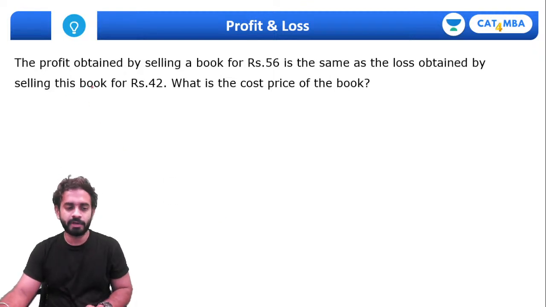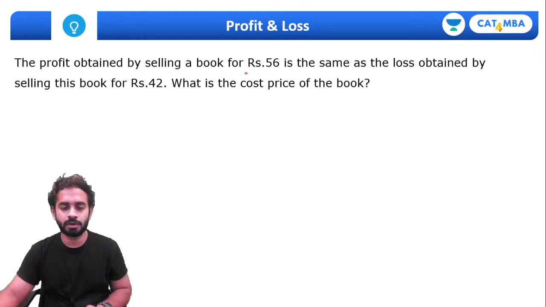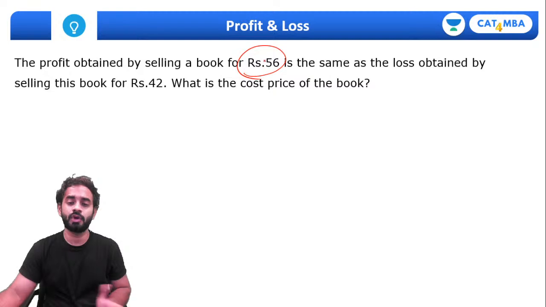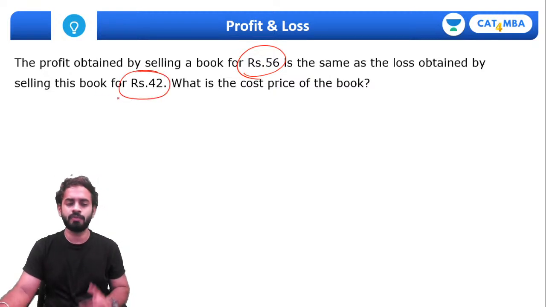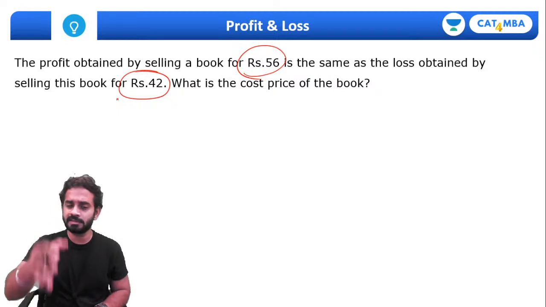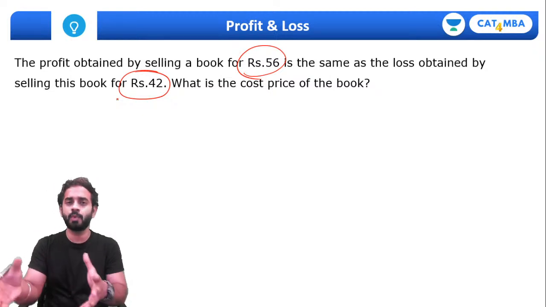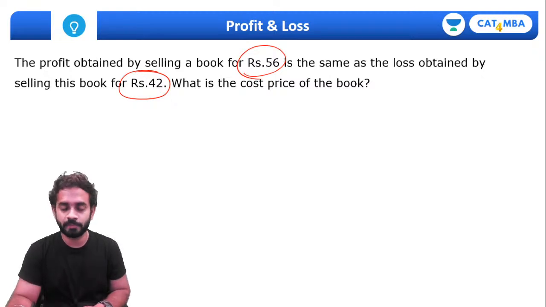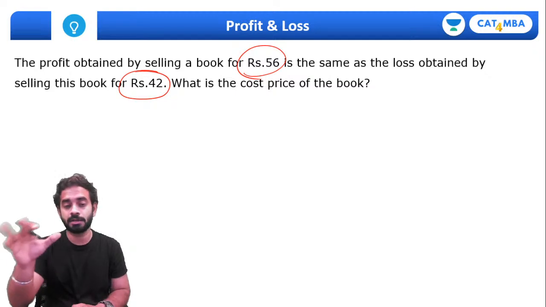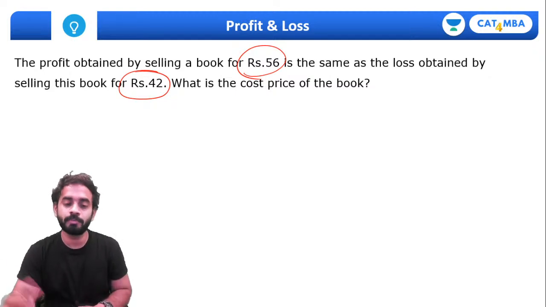Okay, the profit obtained by selling a book for 56 rupees is same as the loss obtained by selling this book for 42 rupees. Then what will be his cost price? See, in this session I'm going to take all the basic questions and a couple of hard questions also. तो आपको बेस अच्छे से आ जाएगा, जो भी प्रॉफिट एंड लॉस का सारे कॉन्सेप्ट्स है, those will be cleared. And in the second session I'll be taking tough questions. Okay, and in the third session I'll be taking CAT based question based on profit and loss.